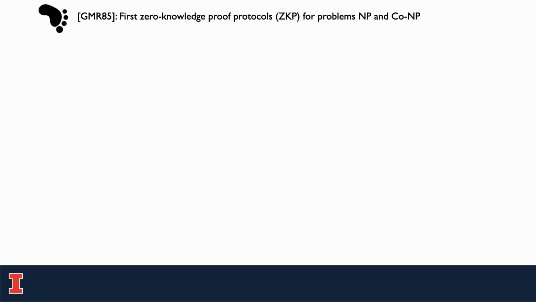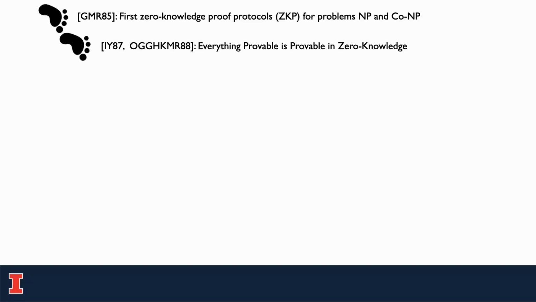The first zero-knowledge proof protocol was proposed. Back then, there was no zero-knowledge protocol for general problems, and at that time, the definition of zero-knowledge proof was still taking shape. After a while, we found that for every language that has an interactive proof system, we can also build a zero-knowledge proof system for that language.